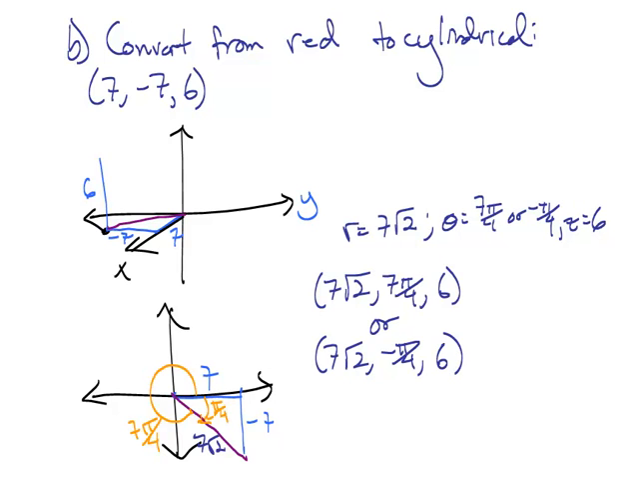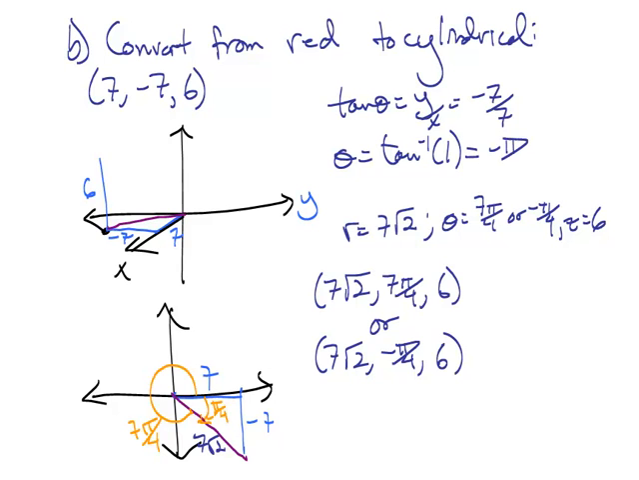Now, if you wanted to convert these using the formulas, you'd have to use the fact that the tangent of theta is y over x, which in this case is negative 7 over 7. Theta is the inverse tangent of negative 1. If you put that into your calculator, it's going to kick back negative pi over 4, because remember that the inverse tangent only returns an angle between negative pi over 2 and pi over 2. So you'll get that negative pi over 4 one. But either of them tell you how to get from the origin to that point.